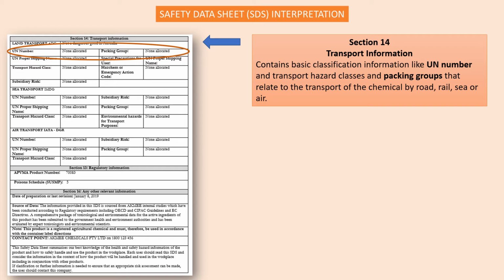Section 14 will provide transport information. This contains basic classification information like the UN number and the transport hazard classes and packing groups that relate to the transport of the chemical by road, rail, sea or air.